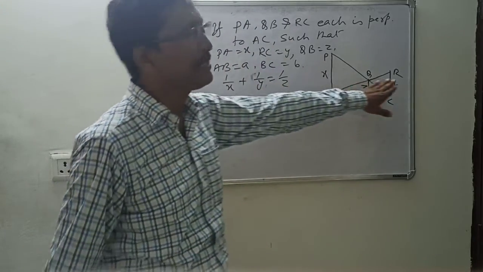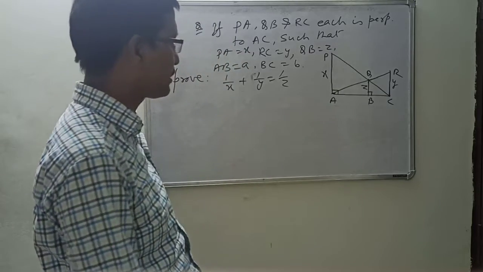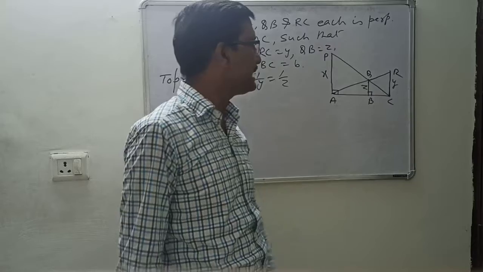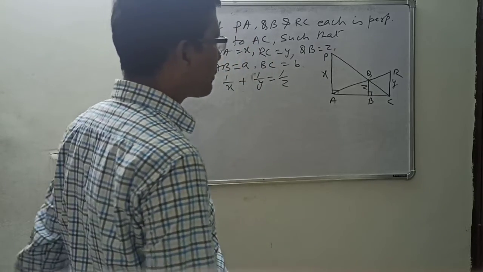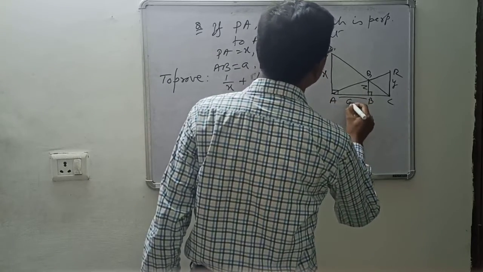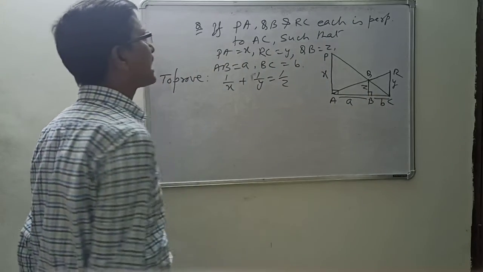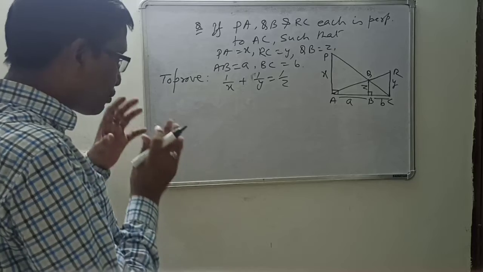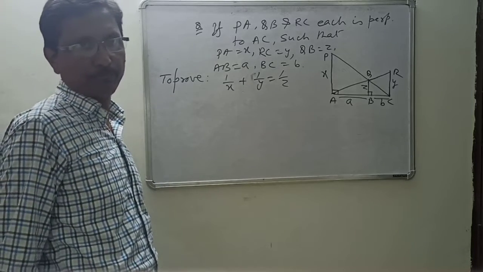So with these three relations you have to find out 1 by X plus 1 by Y equal to 1 by Z. Here AB and BC are not used. If it is given, alright; if not given, you can suppose anything. Suppose AB is taken as A and BC as B. If it is not given, you can take AB as X, PQ, anything you can take. So now you have to get the relation between X, Y, Z.